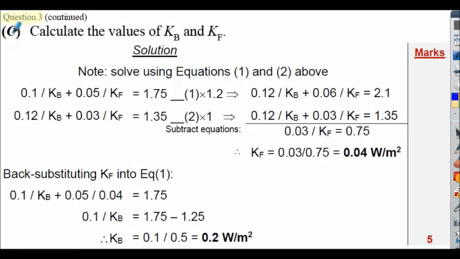So question 3, part C, here we're solving for the KB and KF. KF shown here, KB shown here. Essentially just solution of simultaneous equations. I've used the elimination method here. I'll let you review the solution at your own pace.